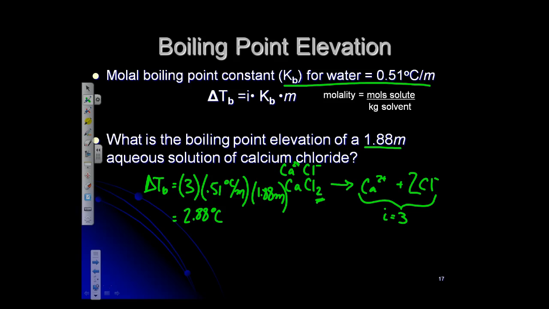But if I were to ask what will be the new boiling point of this solution, remember boiling point always goes up. It is elevated. So water normally boils at 100 degrees C, or pure water does. And my boiling point is now going to be changed. It's going to be higher by 2.88 degrees C. So I'm just going to add it, and it would be 102.88 degrees C would be my new boiling point.